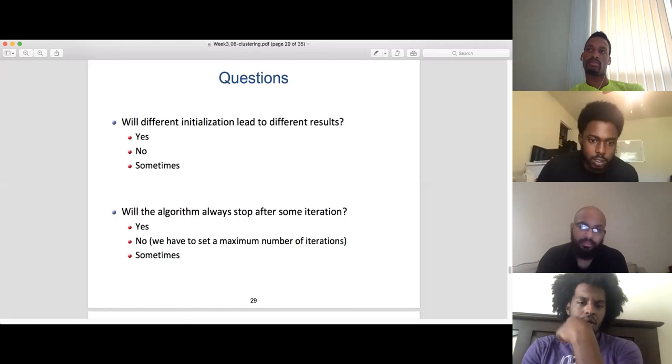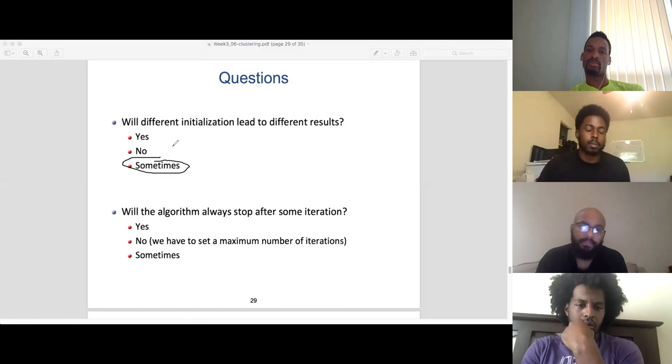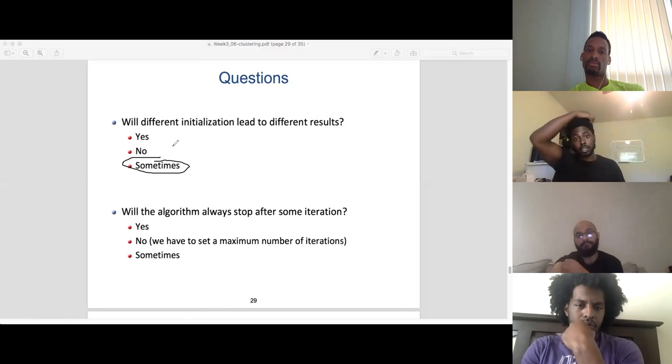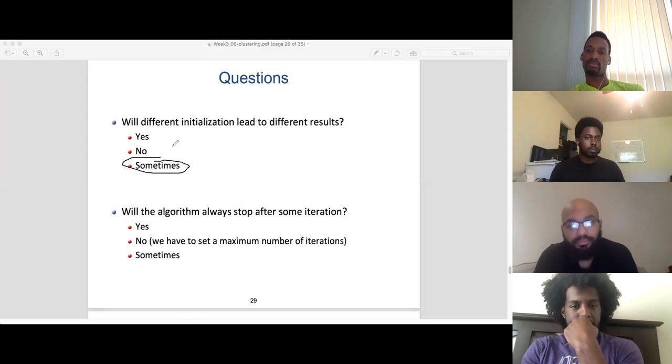So let me go back to this. The answer here is sometimes, right? Depending on your data set, how clustered your stuff is, you might end up with different results, depending on where you initialize your centroids.